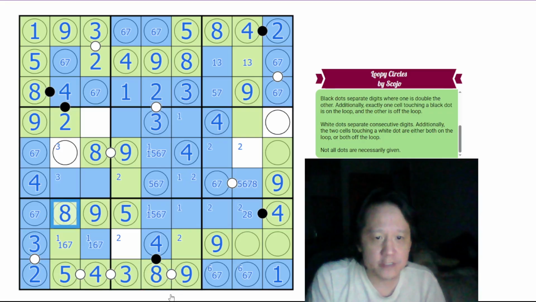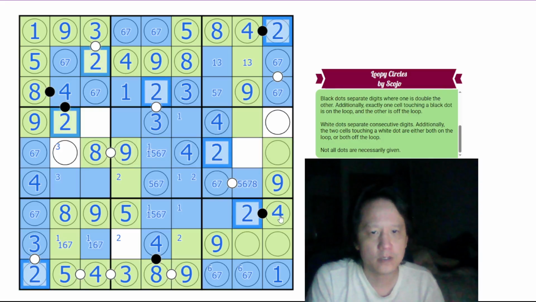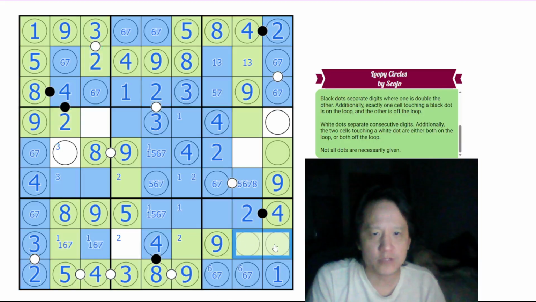That means 8 is here, so 8 is here. So this cannot be 8 here, so that's 2, which means this can't be 2, and this can't be 2. That forces 2 in row 5 to be there. We know 8's one of these 2 digits here.